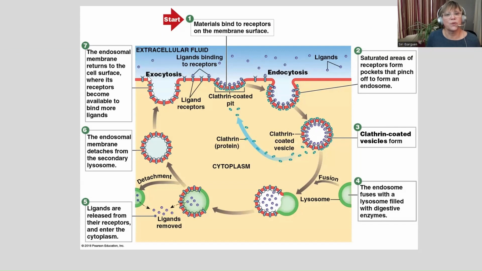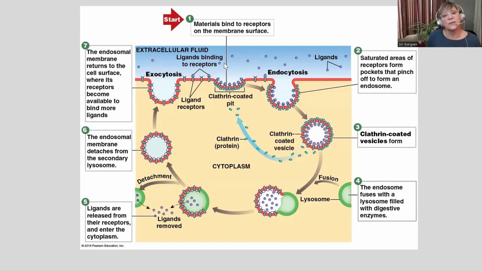In your book, it shows both processes here. So exocytosis would be when materials that are in a vesicle, that vesicle membrane is going to fuse with the membrane of the cell and release material into the extracellular fluid and to the outside of the cell.